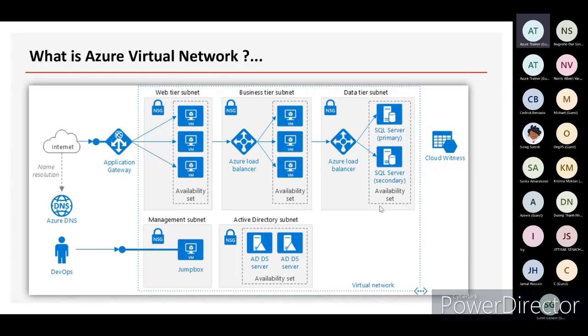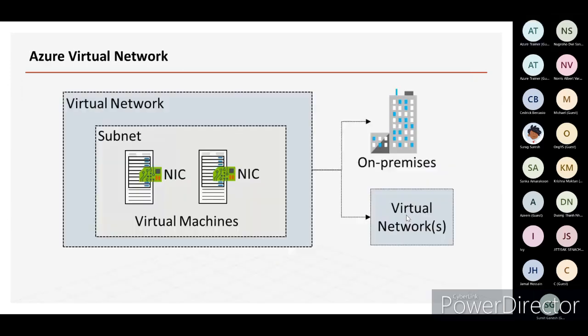Then we saw a top view of how a virtual network is configured. We understood that a virtual network is configured like this: you have DNS in place, you have NSG in place, and you have Azure load balancers available in the picture, and you have a management subnet or an Active Directory subnet. All this information you can see on the Azure virtual network. This is the way it's configured.